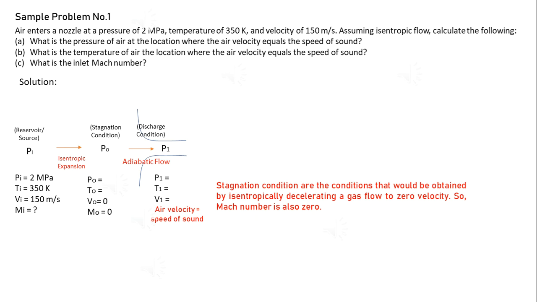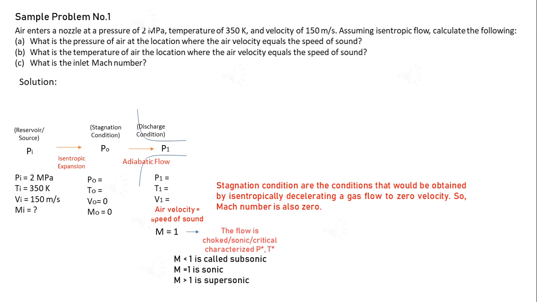That's right, Mach number. If the ratio of air velocity to the speed of sound is equal to one, the Mach number will be equal to 1. And when Mach number is equal to 1, the condition is choked, which can also be called sonic or critical. And critical conditions are characterized by asterisk conditions.